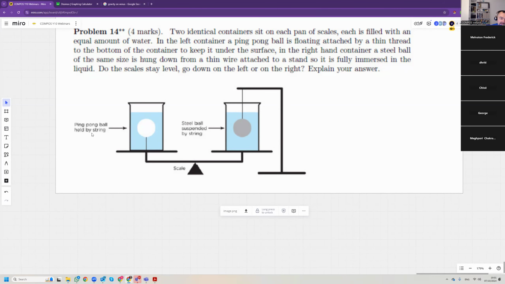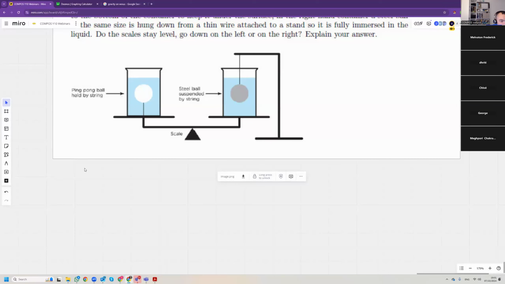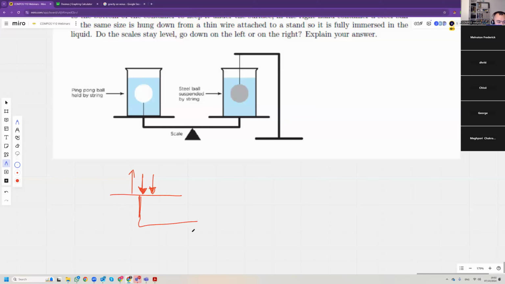Well, you're interested in the scales, right? So you would probably look at the scales and what forces act on the scales. So there's the pressure from the liquid, the force from the liquid. There's the force from the beaker. There's the tension from the rope. And then you do the same here because the rope is pulling up, and similar here.